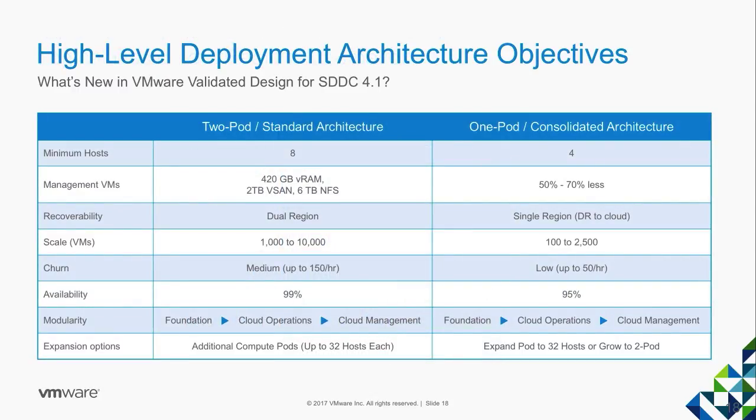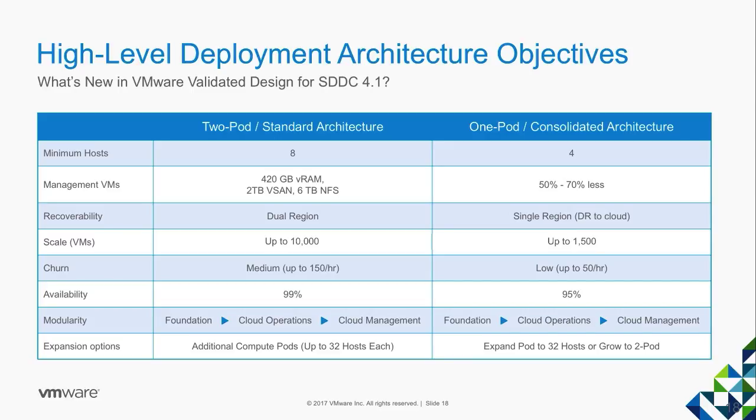And if you look at the high-level deployment architecture objectives between the two-pod and the one-pod here, the minimum is shown using a single site, single region, I should say. The minimum hosts are 8 nodes on the two-pod, right? 4 nodes to start on the one-pod. Whereas you have a lot more management VMs on the two-pod architecture. Everything's highly distributed, highly resilient. We have around 240 gigs of RAM required, 2 terabytes of vSAN, and 6 terabytes of NFS. We're aiming for around 50 to 70% less resources in the one pod.